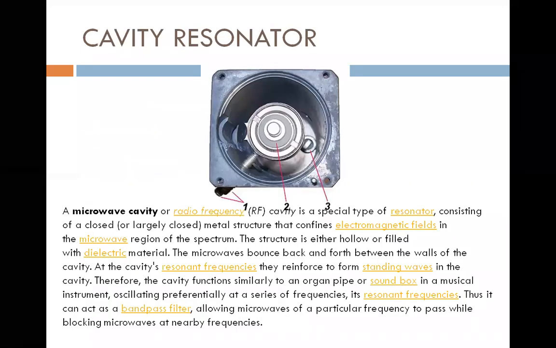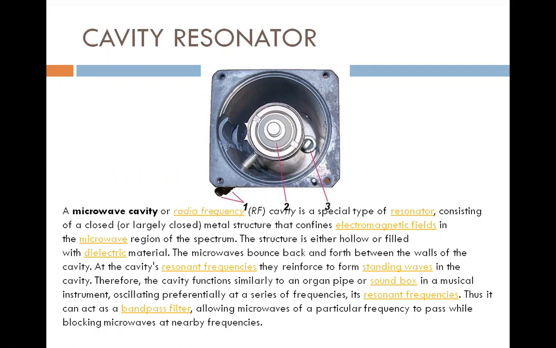So first of all, we see the cavity resonator. See the figure. A microwave cavity or radio frequency cavity is a special type of resonator, consisting of a closed metal structure that confines an electromagnetic field in the microwave region of the spectrum. If one end of the waveguide is terminated by a shorting plate, there will be reflection. Hence, a standing wave exists as shown in the figure.